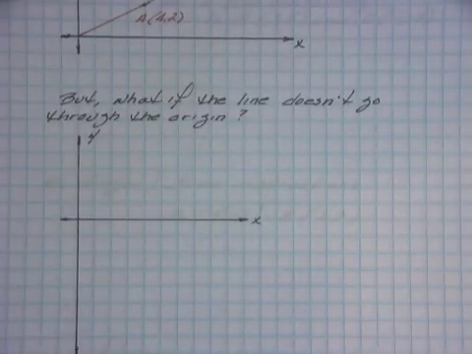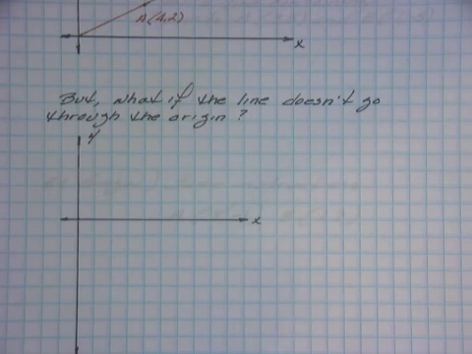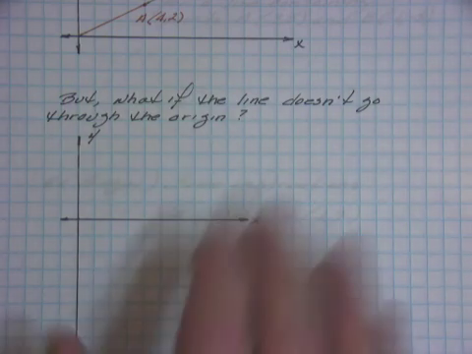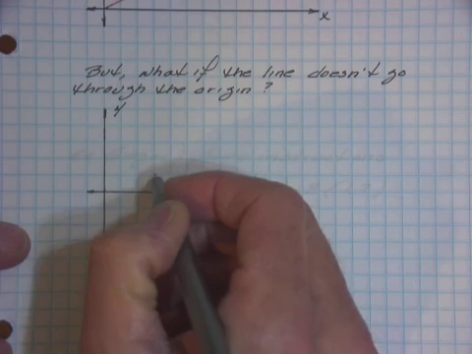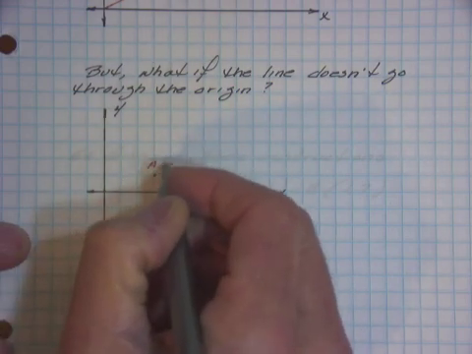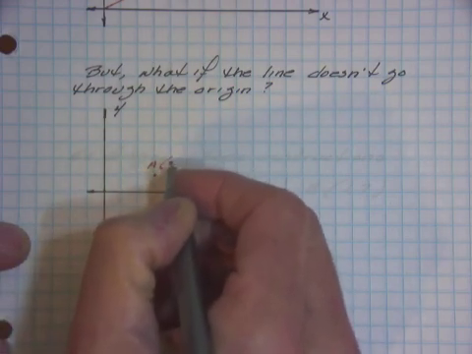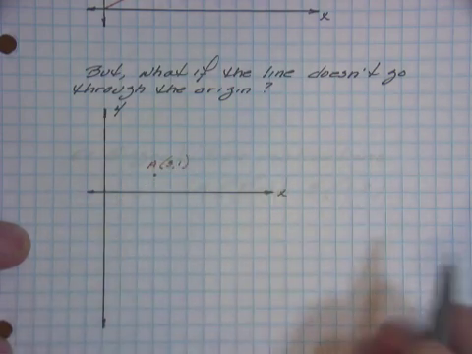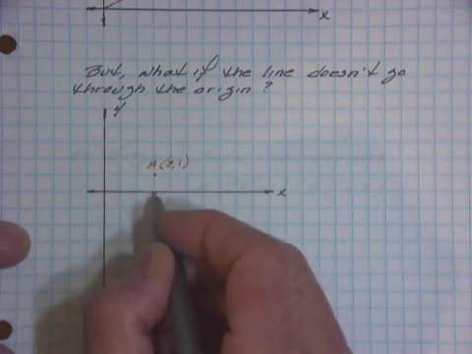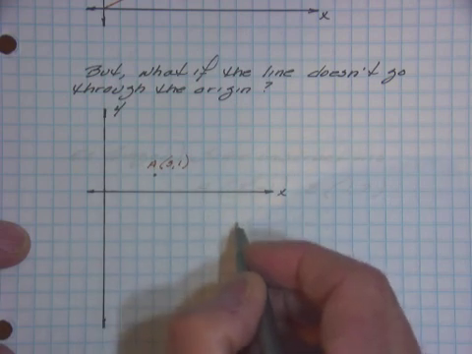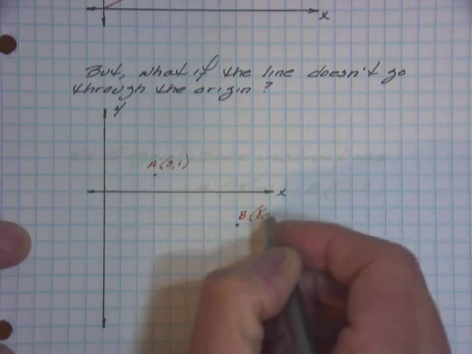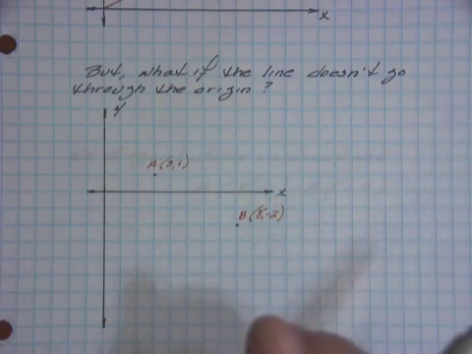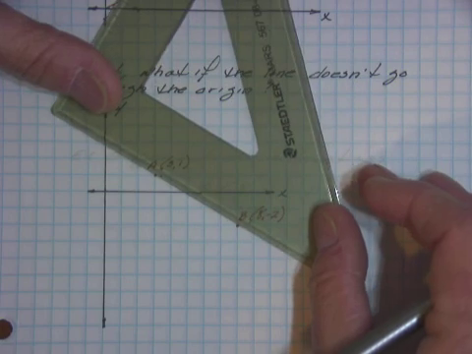All right. But what happens if the line doesn't go through the origin? Well, what now? What we're going to do is draw a line that goes through point A. I'm sorry, not 3A, 3, 1. That's what I meant to say. And B at 8, -2. So there's 3, 6, 7, 8, and -2. So here's point B at 8, -2.